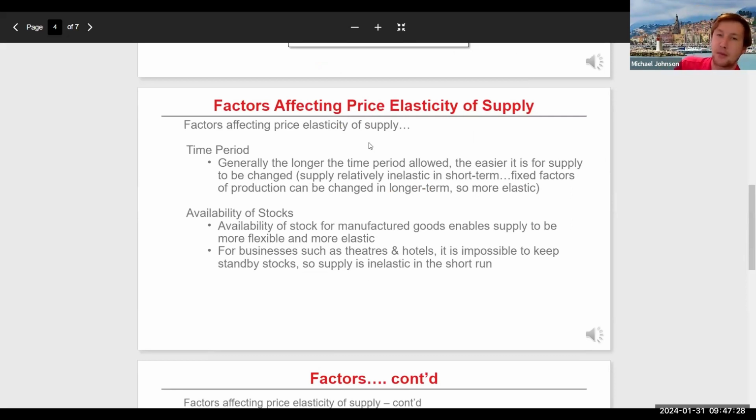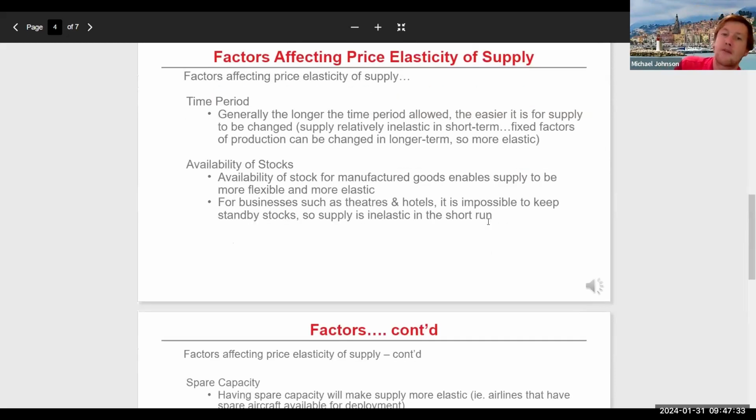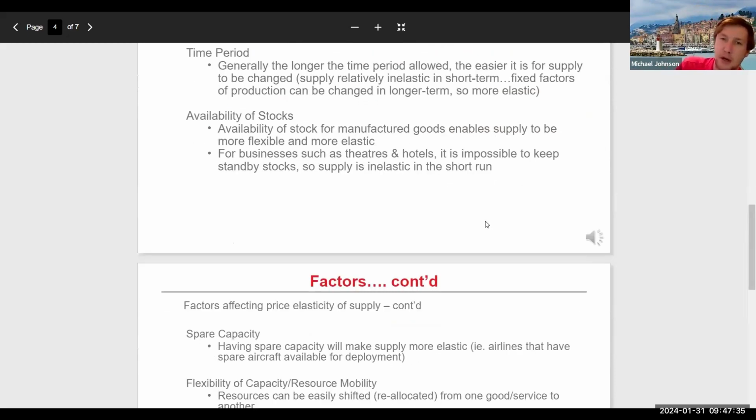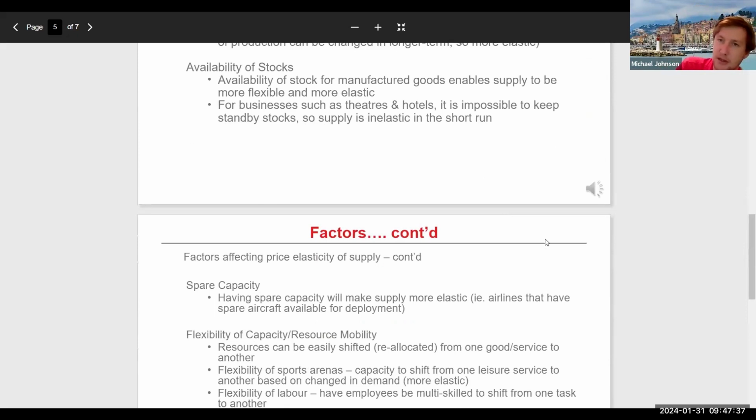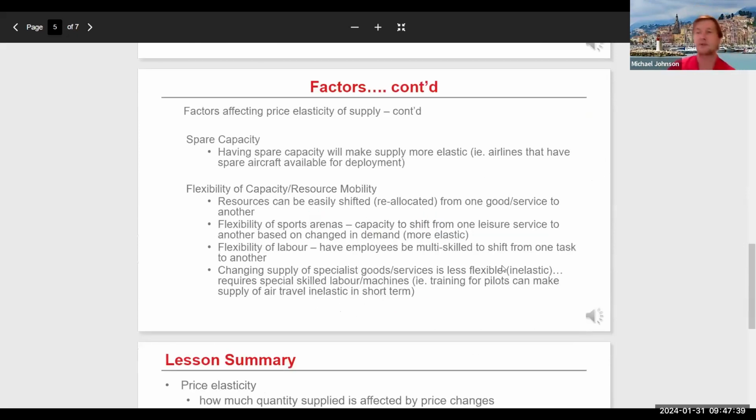Availability of stocks. Availability of stock for manufactured goods enables supply to be more flexible, more elastic. For businesses such as theaters and hotels, it's impossible to keep standby stocks, so supply is inelastic in the short run. Factors affecting price elasticity of supply, continued. Spare capacity. Having spare capacity will make supply more elastic, i.e., airlines that have spare aircraft available for deployment.